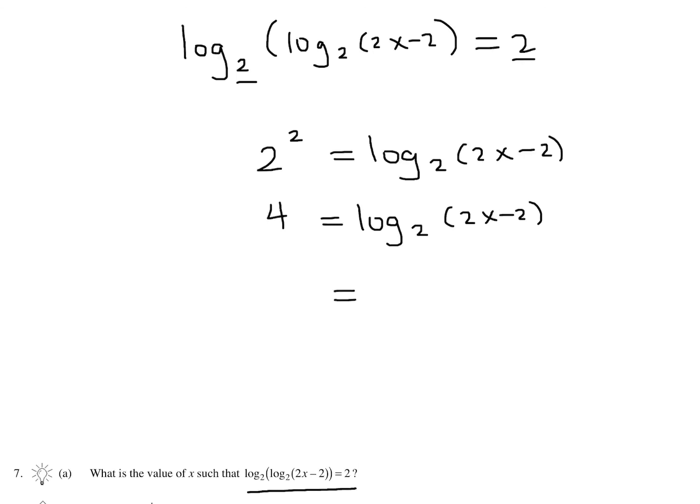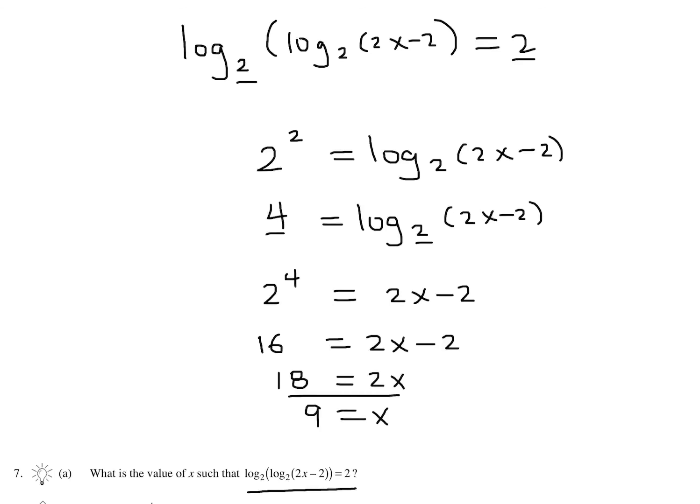And therefore 2 to the power of 4 is equal to 2x minus 2. Okay, so that's how you solve that. And then 2 to the power of 4 is 16. 2x minus 2. Bring the 2 over, you get 18 is 2x. And therefore x is equal to 9. So that's part A.